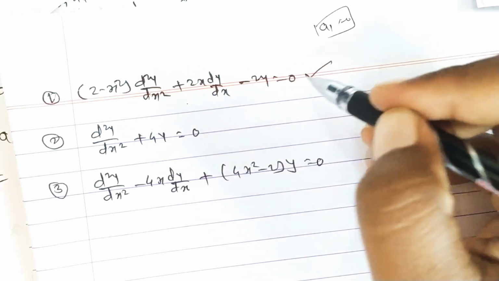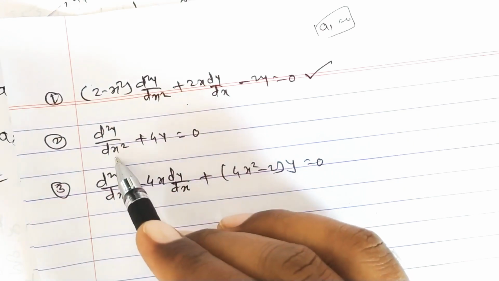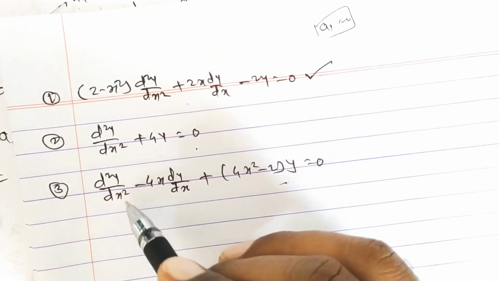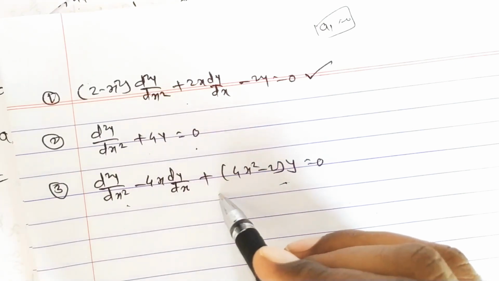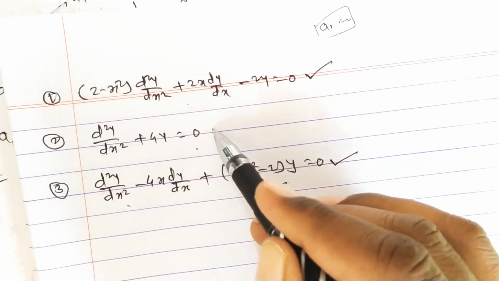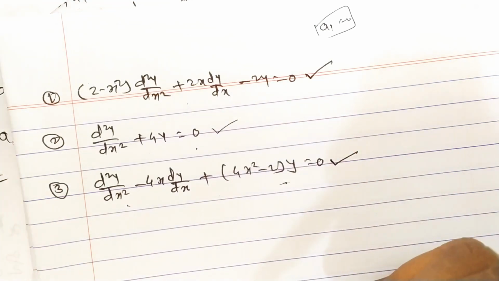So you try this. Then this one is also simple, d2y by dx square plus 4y equal to 0, this is also a simple problem. And this one, d2y by dx square minus 4x dy by dx plus (4x square minus 2) into y equal to 0. So you try these three problems at home.